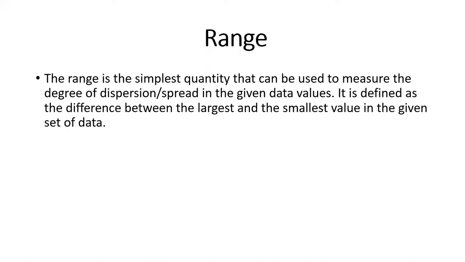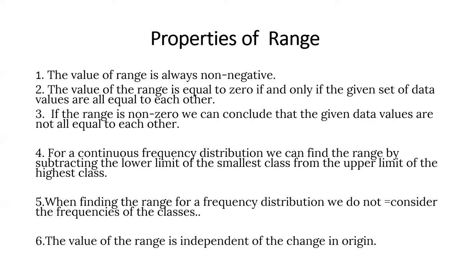The range is the simplest quantity that can be used to measure the degree of dispersion or spread in the given data values. It is defined as the difference between the largest and the smallest value in the given data set. Whatever the difference is between the largest value and the smallest value, it is termed as range. Then we have some properties of range. Let's understand them one by one.